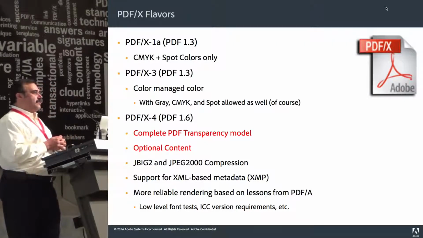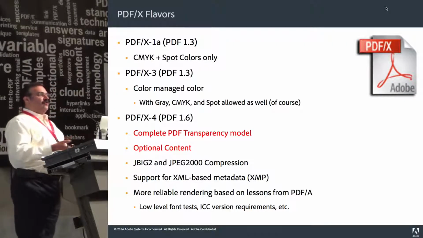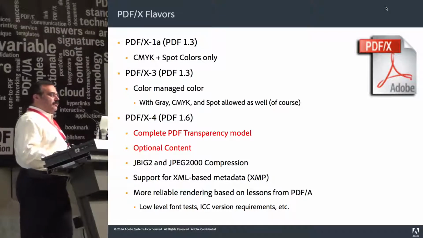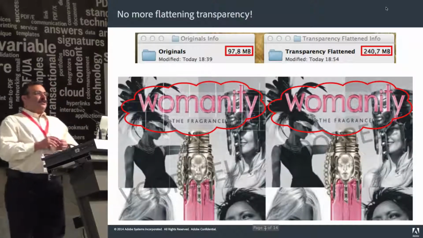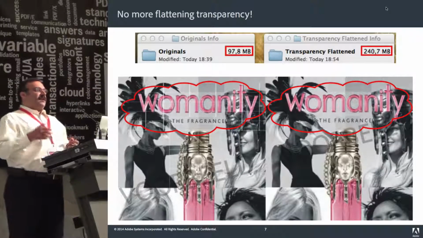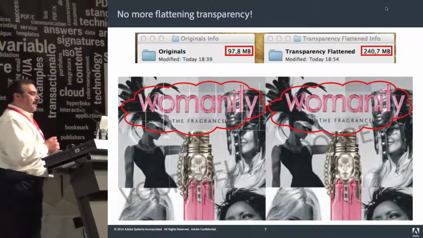That also became important to the print industry. And then we learned a lot from PDF/A, and we incorporated those as well. Let me just talk a little bit about those two highlighted items. So one of the most important reasons for PDF/X-4 was to finally solve the transparency flattening problem.